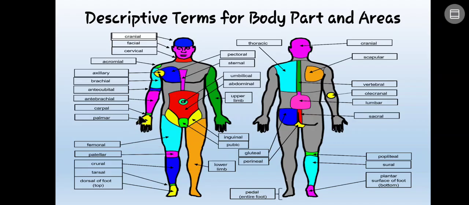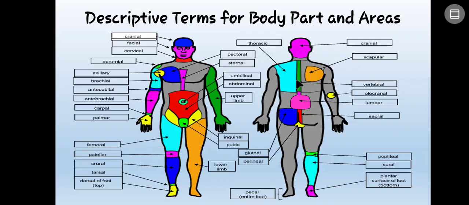Palmar region. Femoral region. This is the femoral region. This is the patellar region, or what we call the kneecap region. Crural region. This is the tarsal region. And then this is the dorsal of the foot. So all this is the lower limb. All this is the upper limb. The green, all the green is the upper limb.